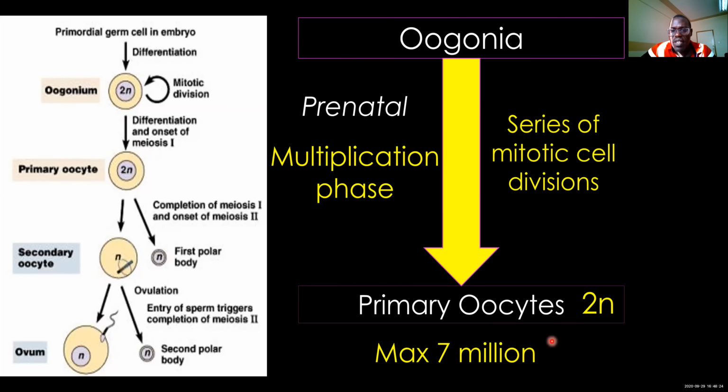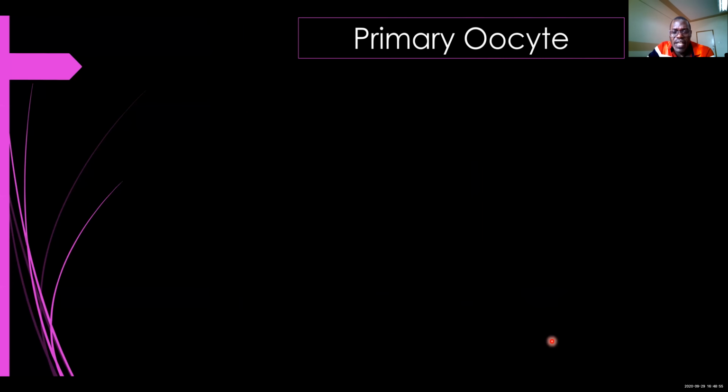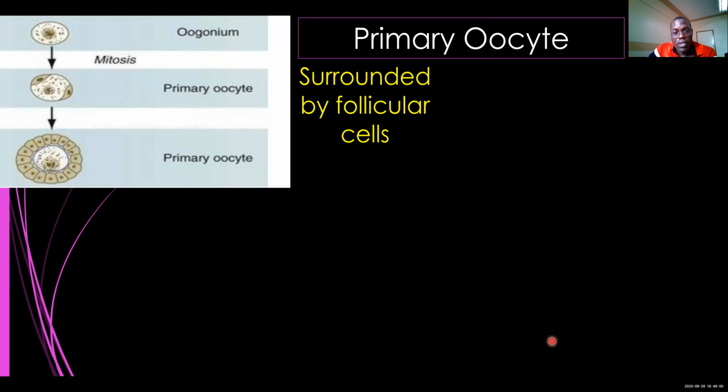So after everything has happened, in this 3rd to 5th month of fetal life, the maximum number of primary oocytes that can be achieved is 7 million. That means in most cases less, because this is the maximum. You see the way oogenesis is very conservative, very cautious. Now, this is what happens to the primary oocytes. This is prenatal.